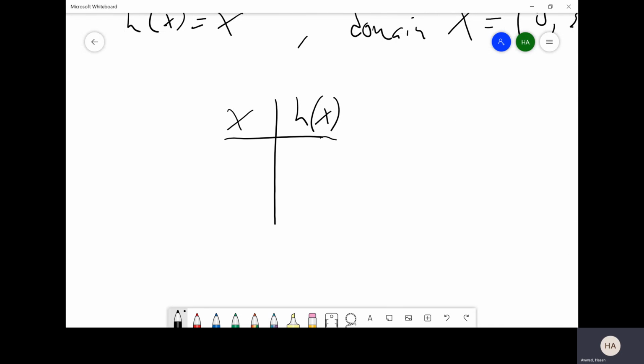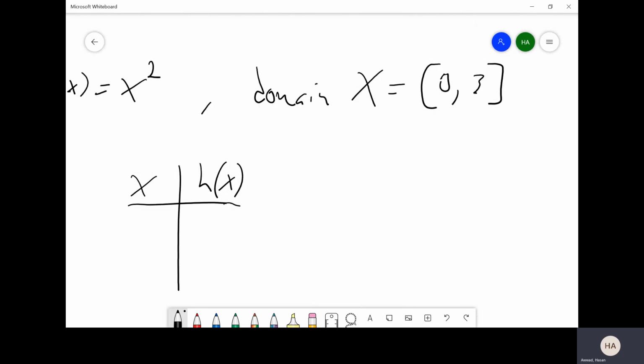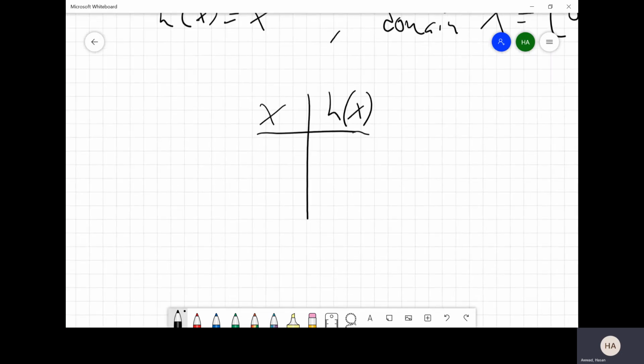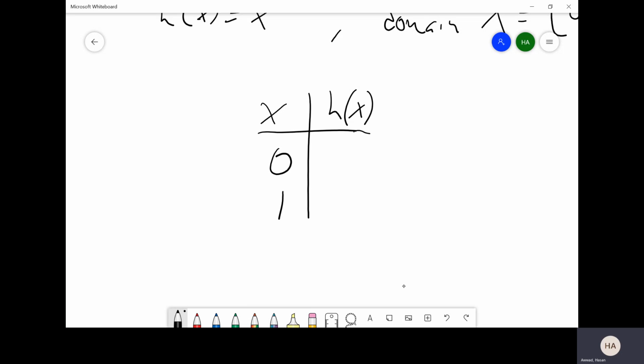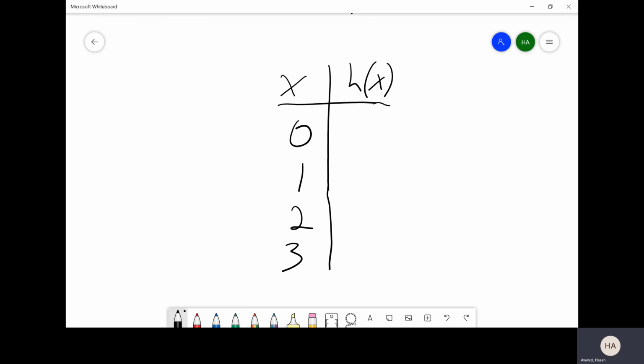So our inputs in this case are from 0 to 3. That's how we've defined the domain in this example. So that means we're going to have 0, 1, 2, and 3. And of course, there are other numbers between 0 and 3. There's a half, there's 1.5, so on and so forth. There's a whole bunch of fractions. But just for the sake of graphing this, I'm only going to pick the integers here, from 0 to 3.